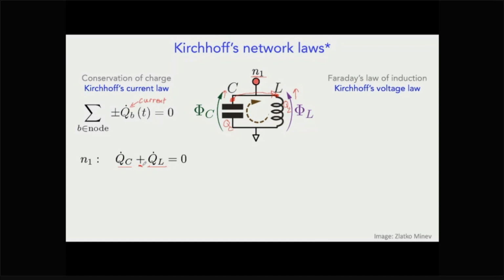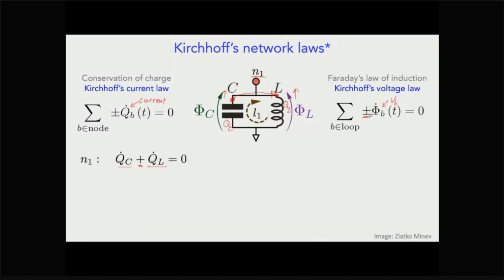Now, the second law that comes from Maxwell's equations, from Faraday's law of induction specifically, is Kirchhoff's voltage law. And it just tells us that the sum of the voltages along a loop, remember that this is nothing but just the voltage at branch B, has to be equal to 0. And again, there's an orientation which is indicated by this plus minus sign.